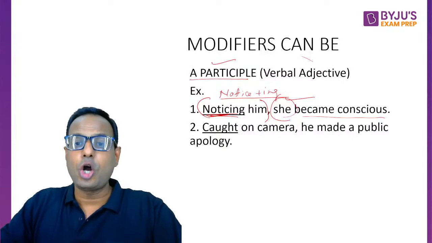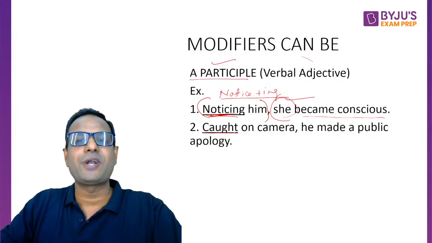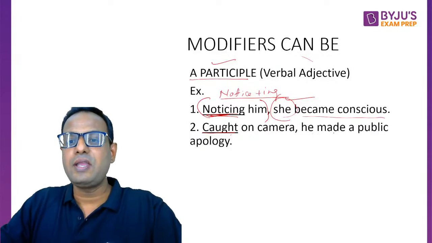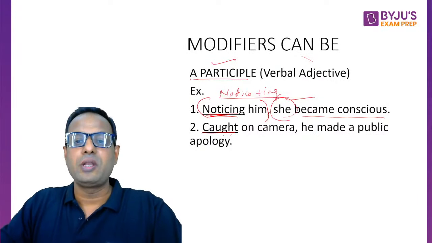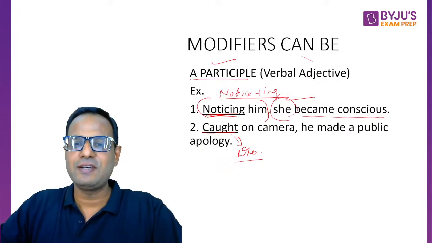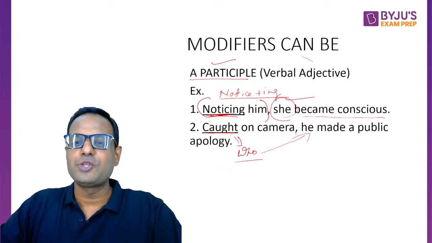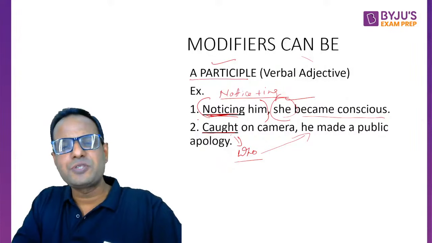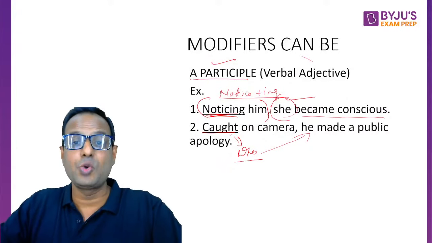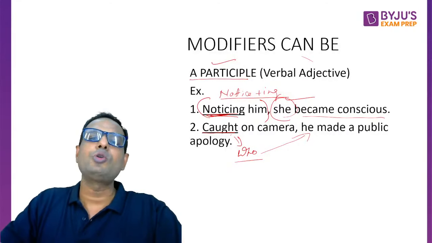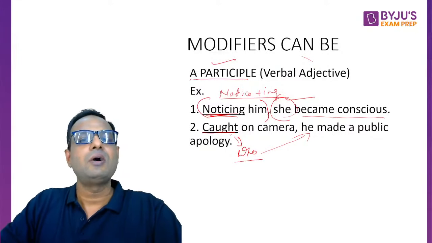All right. Caught on the camera. Now over here you have a past participle. Okay, the third form of the verb. Caught on the camera. He made a public apology. Now over here, ask yourself a question. Who was caught on the camera? I think you know the answer. The answer is he. So he was caught on the camera. So don't you think caught describes the subject he? As in the first case, noticing described the subject she. So these participles can also function as a modifier.